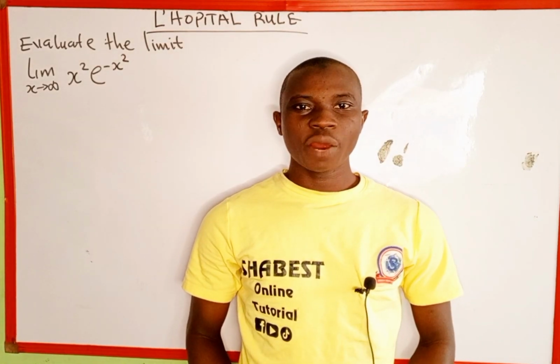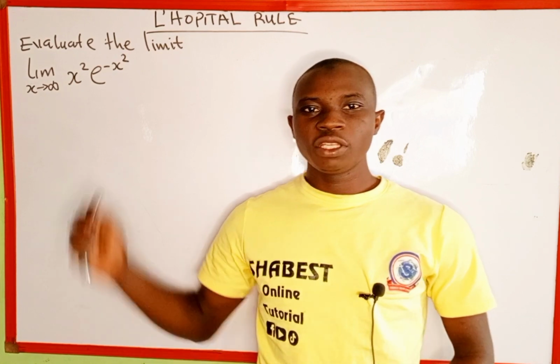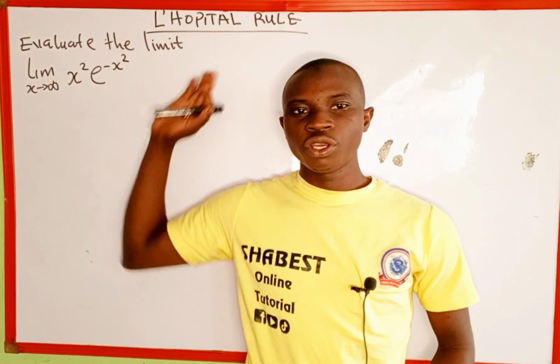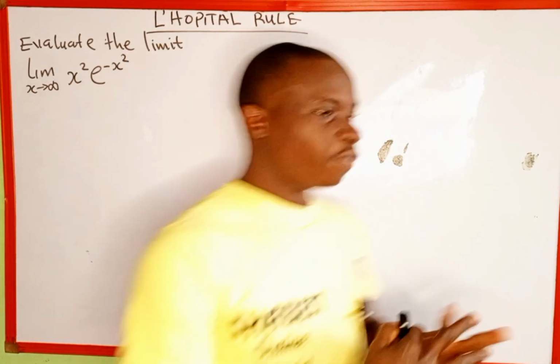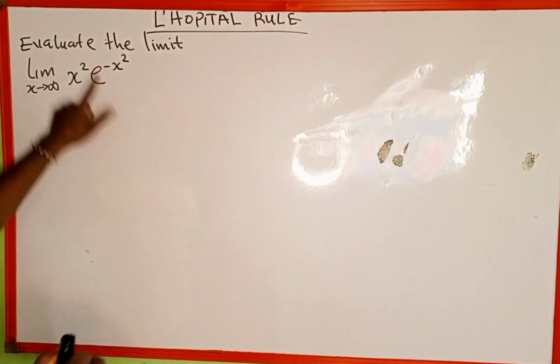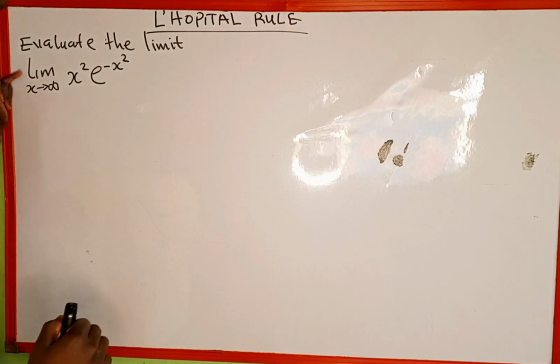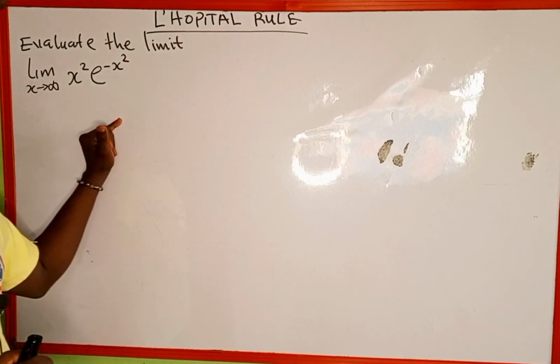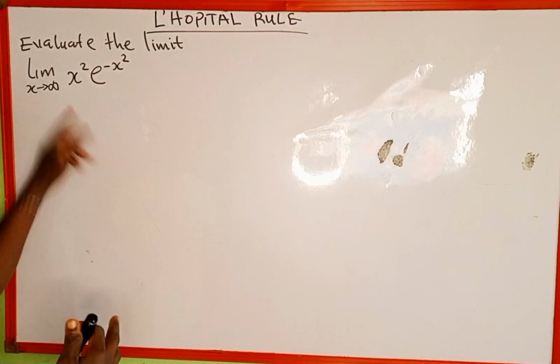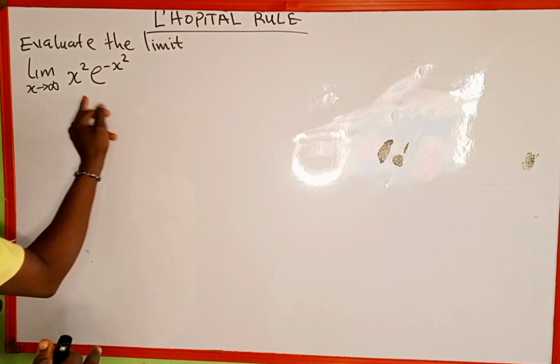In today's tutorial, we are going to learn how to evaluate the limit of this indeterminate function using L'Hopital's rule. And the function is what? x to the power of 2 times e raised to the power of negative x to the power of 2, and at the limit, x approaches positive infinity. The first thing we are going to do is to simplify this function.